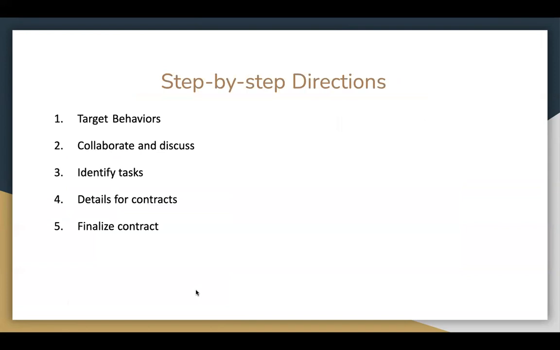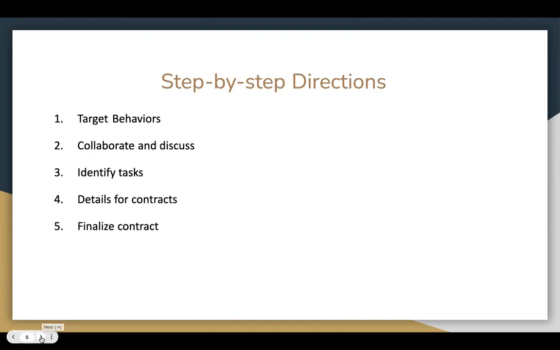Next is the step-by-step directions. First is target behaviors. We are to decide which specific behaviors to select for the behavioral contract. When possible, also define the behavior targets for the contract in a positive form. This includes pro-academic or pro-social behaviors. Next is to collaborate and discuss, holding a meeting with all relevant parties.